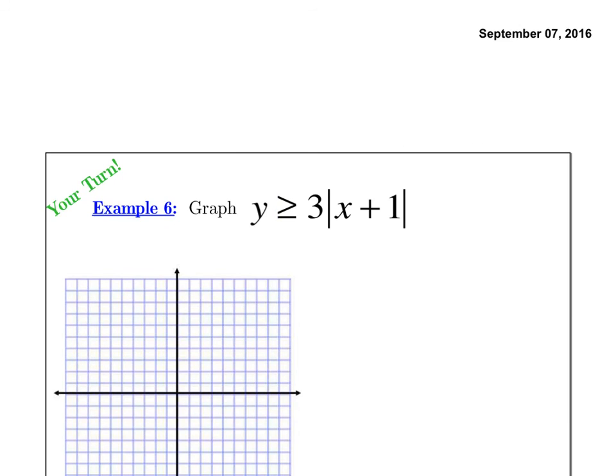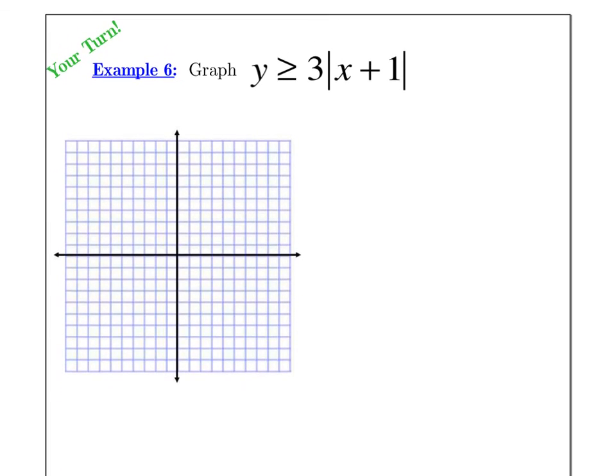Example, you're going to try to graph y greater than or equal to 3 times the absolute value of x plus 1, and then you're going to pause, and then you can check to see if you got it correct.